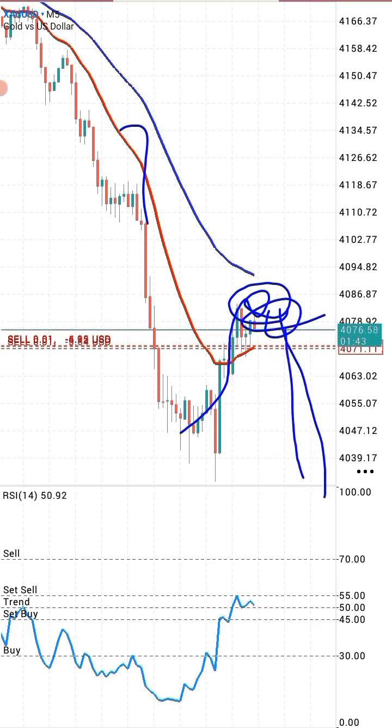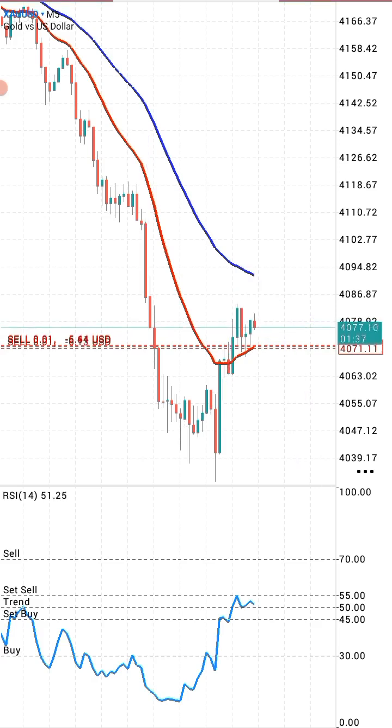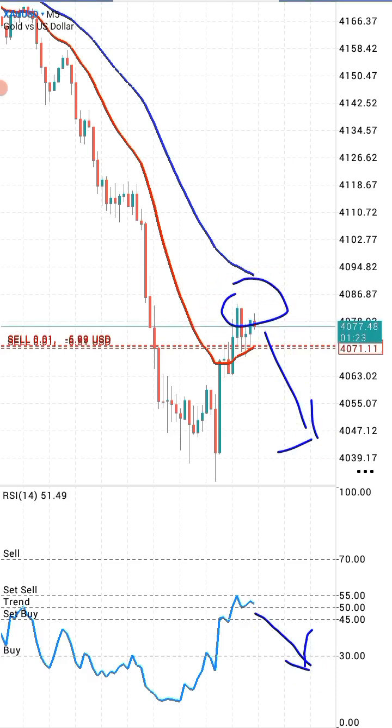I'm adding more position. And someone might say he's adding more position. Yes, I'm adding because I'm sure of my setup. Look at it. I'm sure of it. Profit is sure in this particular trade. I'm expecting it to start coming downward. Why? Because this is a sell trend. This is a sell trend.